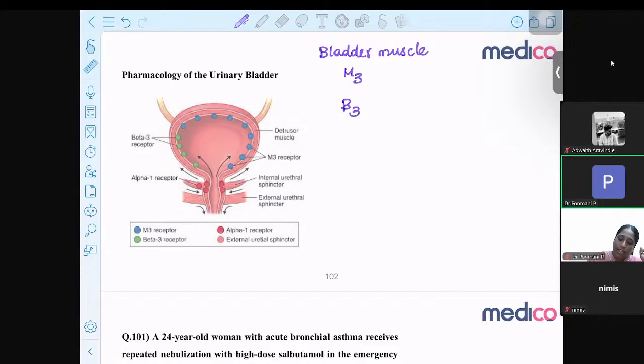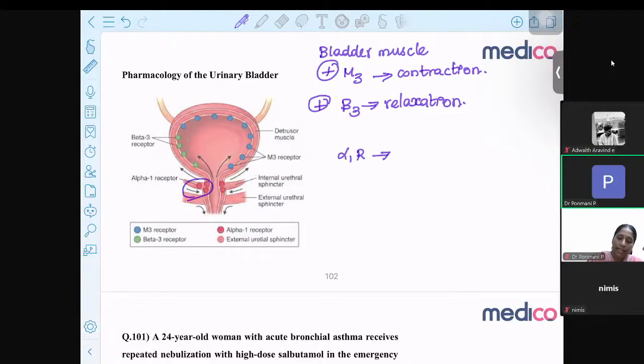What does the M3 receptor do? Stimulation of the beta-3 receptors causes relaxation of the bladder trigone, whereas stimulation of the M3 receptor is going to produce contraction of this muscle. You also have the alpha-1 receptor, which is situated in the neck of the bladder, near the area where the prostate is also situated.